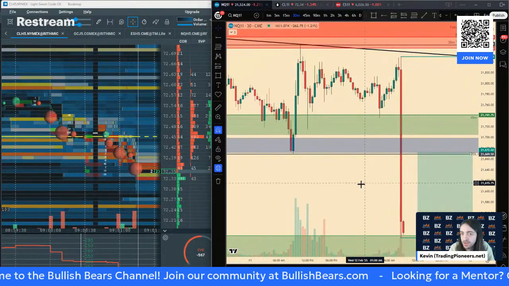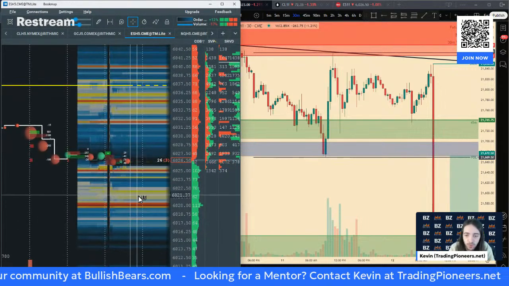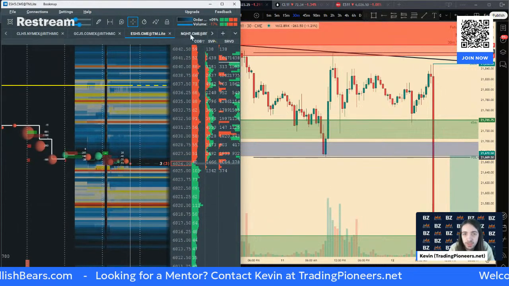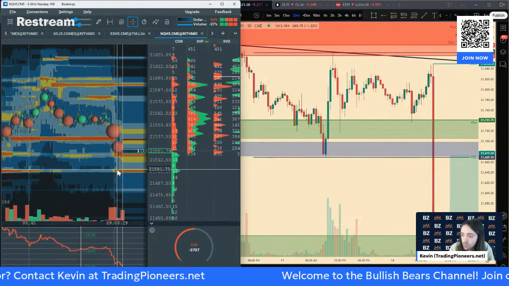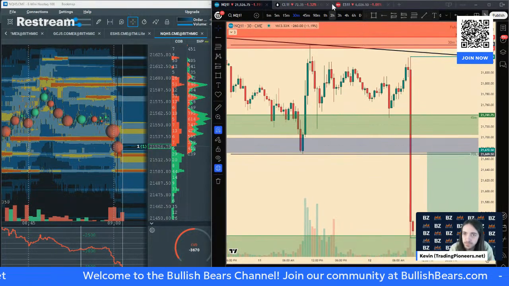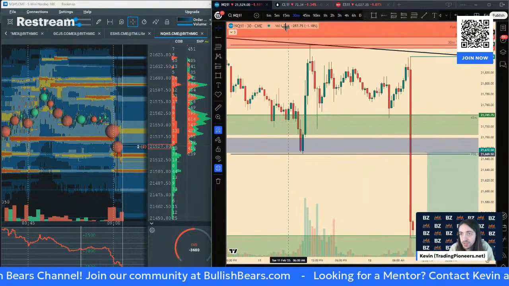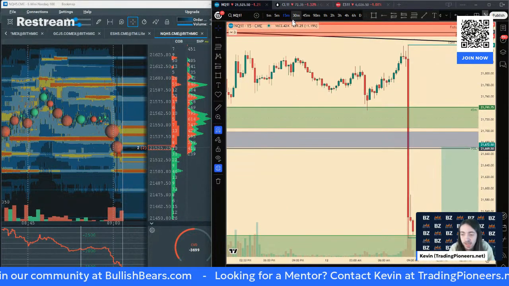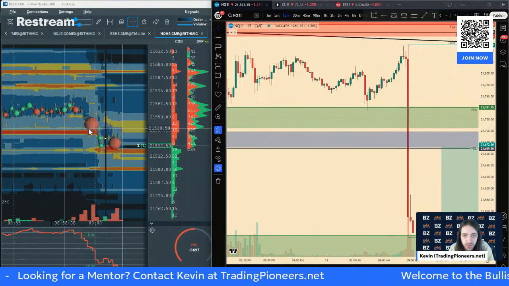We got sell-off on crude right there. ES, any levels of support? 6020 is a pretty strong level. And then NQ, we want to see if there's any levels. 21,500. So we'll just wait and see how price wants to react down here. And I like the retest of this demand zone for sure.